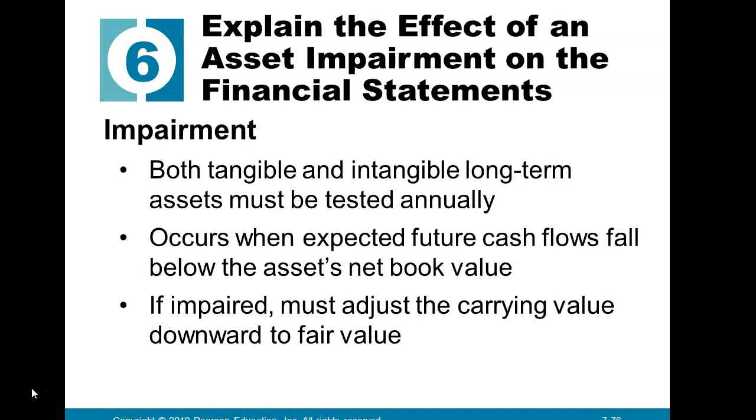So how do we deal with impairment of assets? We have to adjust the carrying value. And the carrying value is the difference between the cost and the accumulated depreciation. The carrying value or the book value, same word, same meaning.